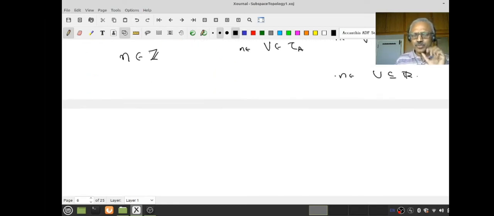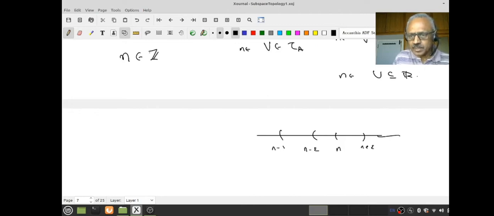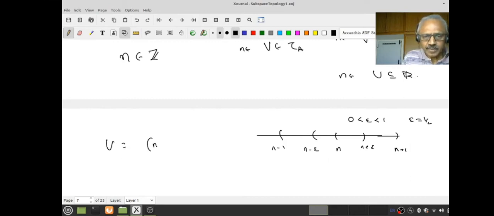And what are the simplest open sets which contain n? So this is my n. Simplest open sets are of the form n minus epsilon to n plus epsilon, right? Now in particular, I can avoid this n minus 1 and n plus 1 by choosing epsilon less than 1, for example, epsilon equal to half. Therefore I take U equal to n minus half to n plus half. Then U intersection Z is nothing other than the singleton n.